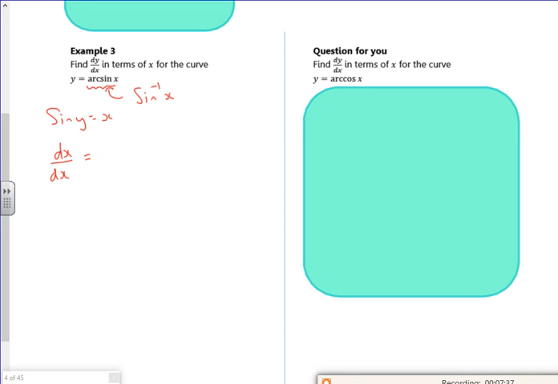Now, whenever I differentiate anything with trig, I always do a little clock face. Which, to be fair, I'm convinced I made up myself, but I probably just got shown it somewhere years ago. But it's quite nice, because if I go clockwise, I differentiate. If I go anti-clockwise, I'm integrating. So you've learned something for your next pack. Right, so if I differentiate sine, it goes to cos, so that's cos y.